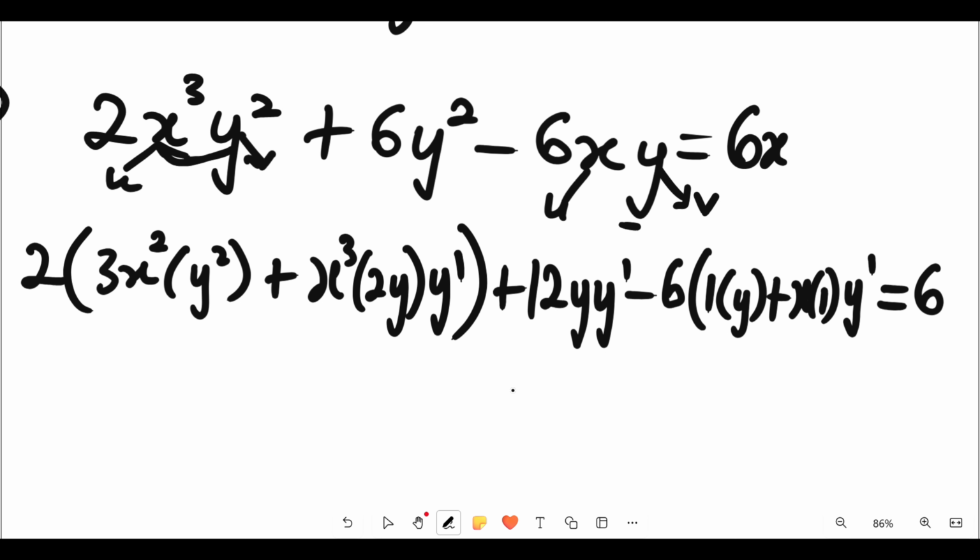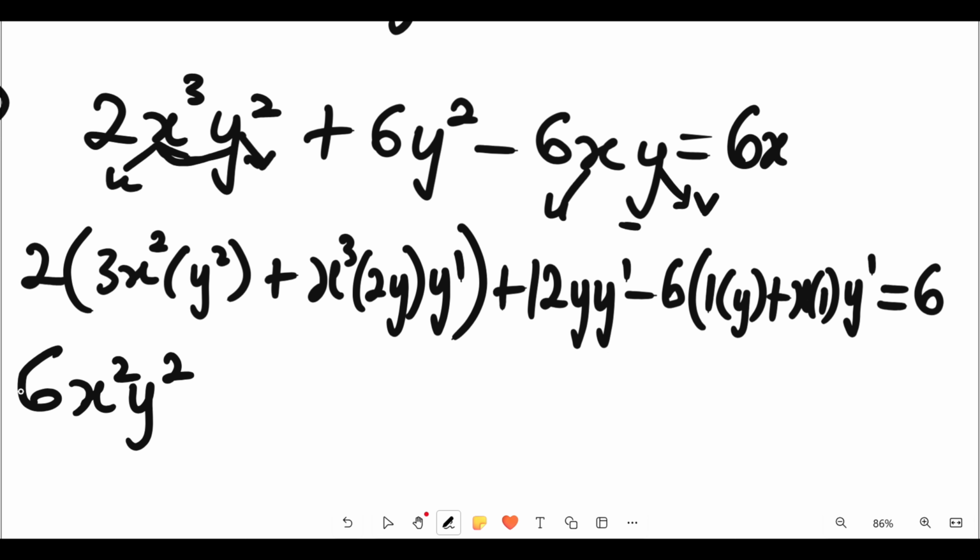So we continue to expand this bracket. Here we have 3x squared times y squared. We are going to get 3x squared y squared times 2, so we are going to get 6x squared y squared.